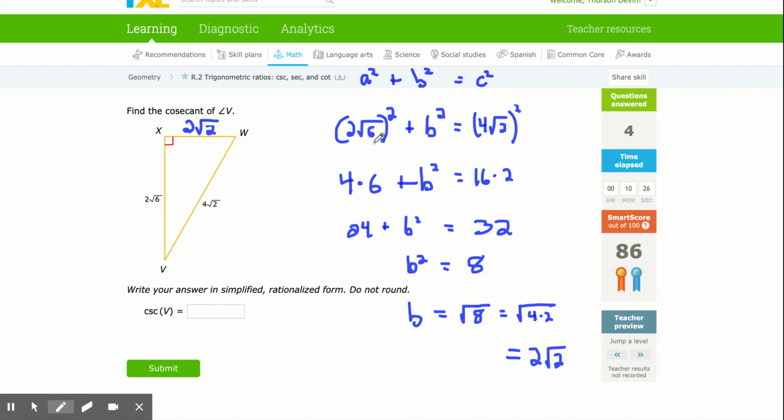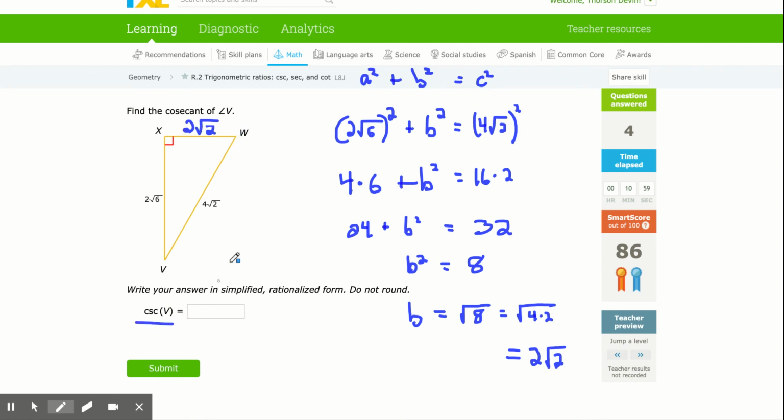When you square square roots, remember it cancels the square root, but I do square the 2, that's 4. Square the square root of 6, that's just 6. And then here I square the 4, that's 16. I square the square root of 2, which is 2. 4 times 6 is 24. 16 times 2 is 32. Minus the 24, I get b squared equals 8, or b is the square root of 8. But then I also reduce this, because the square root of 8 is 4 times 2. So that factor of 4 can be square rooted to a 2 on the outside, leaving that single 2 on the inside. So the missing side is 2 square roots of 2.